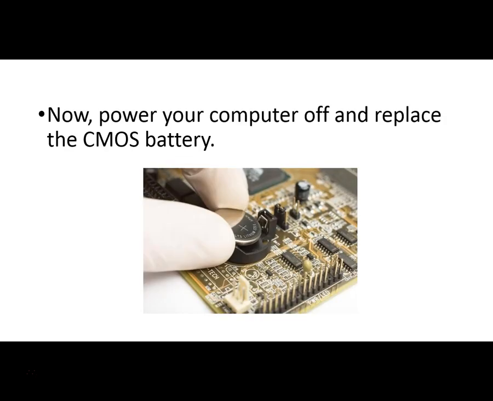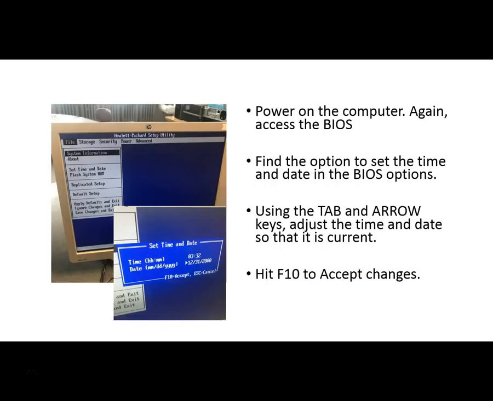Now, power your computer off and replace the CMOS battery. Power on your computer, again accessing the BIOS. Find the option to set the time and date in the BIOS options. Using the tab and arrow keys, adjust the time and date so that it is current. Lastly, hit F10 to accept the changes.